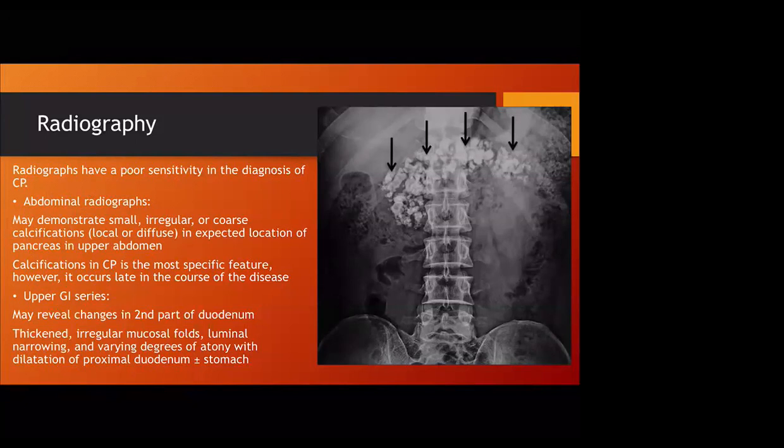Regarding the upper GI series, we may reveal changes in the second duodenum, barium meal. We may see thickened, irregular mucosal folds, luminal narrowing, and varying degrees of atony with dilatation of the proximal duodenum with or without the stomach.